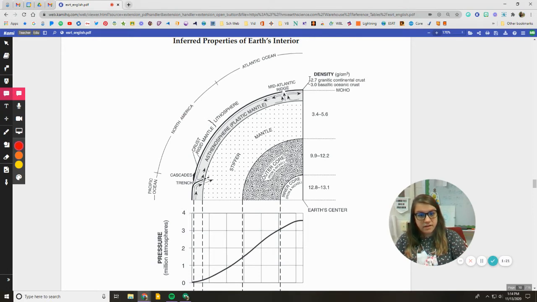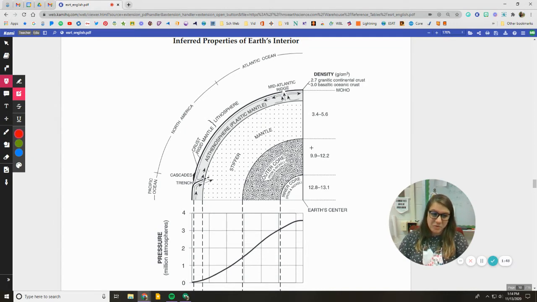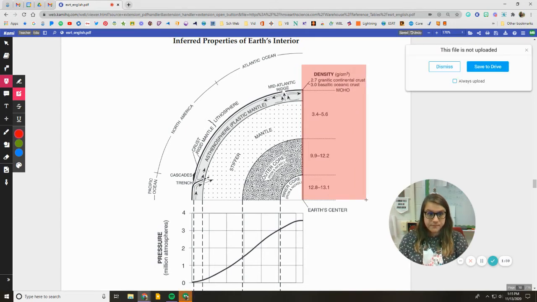At the surface of the Earth, the continental crust is 2.7 grams per centimeter cubed. Then you have the basaltic ocean crust, which is 3 grams per centimeter cubed. Under that, where you have the asthenosphere down to the stiffer mantle, you're getting 3.4 to 5.6 as a density. Then you get to the outer core, it's between 9.9 and 12.2, and the inner core is going to be 12.8 to 13.1. So these are the densities going on over here.